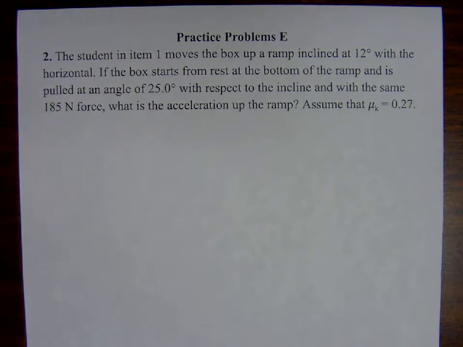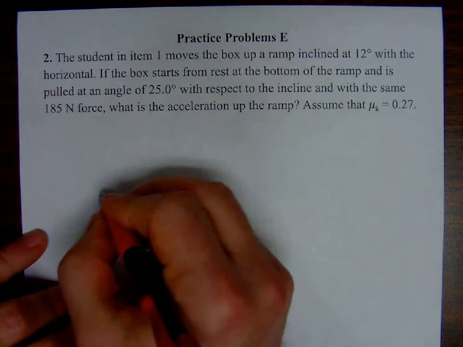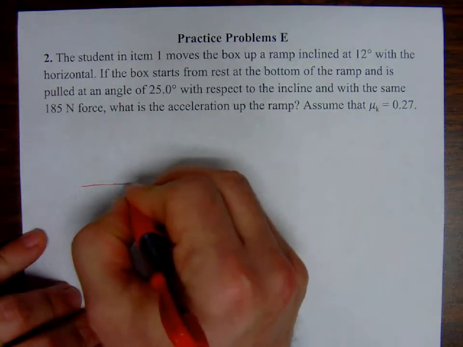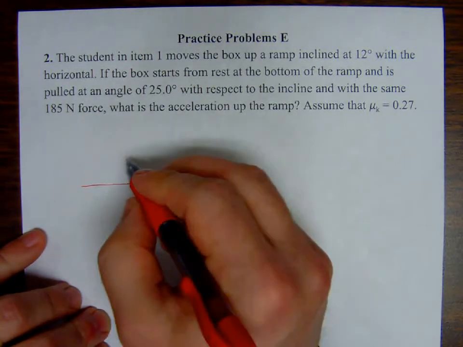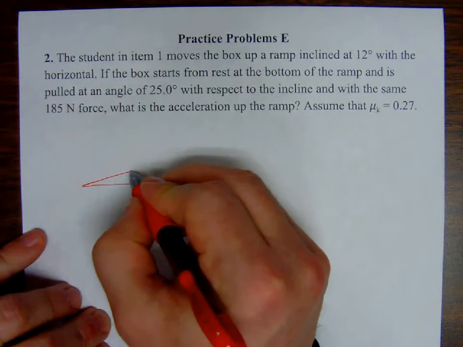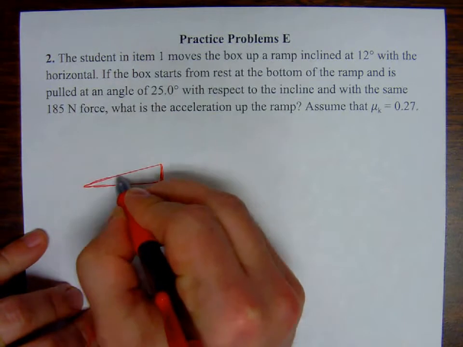The student in item 1, so if you don't know who that is, watch the video before this in the playlist. The student in item 1 moves a box up a ramp inclined at 12 degrees with the horizontal. So that means that we actually have ground, and there actually is a ramp. And the ramp is inclined at 12.